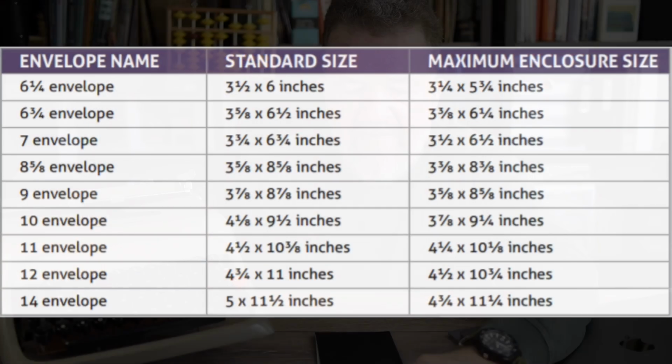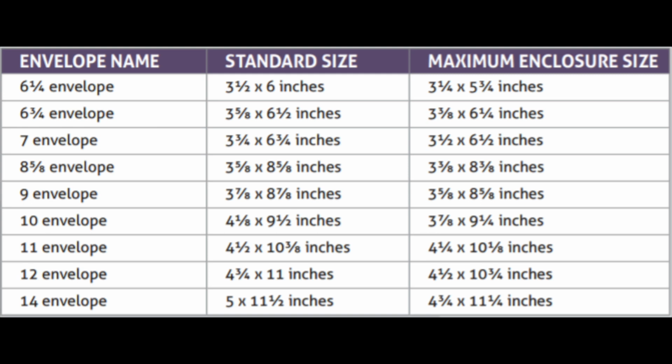Now, if you look at the chart here of all the envelope sizes, if you look at the short dimensions and the long dimensions on all these various envelope sizes in this chart, you'll see they actually conform to the U.S. Postal Service regulation for first-class mail. They fit within the minimum and maximum widths and heights.